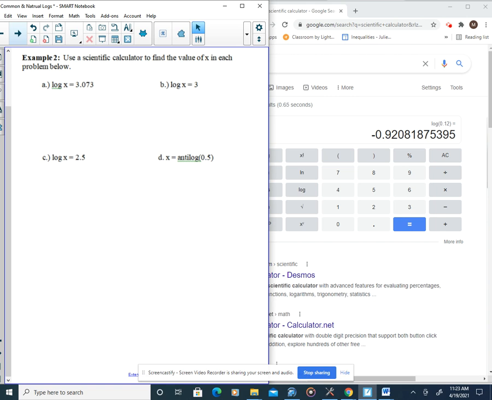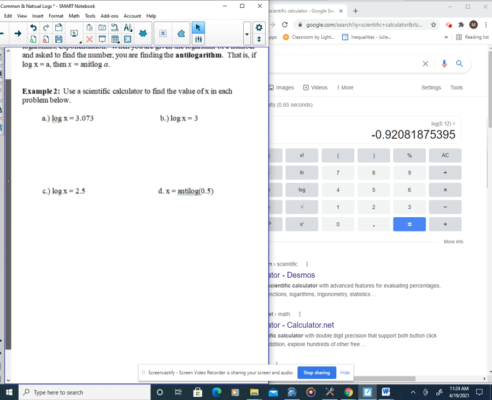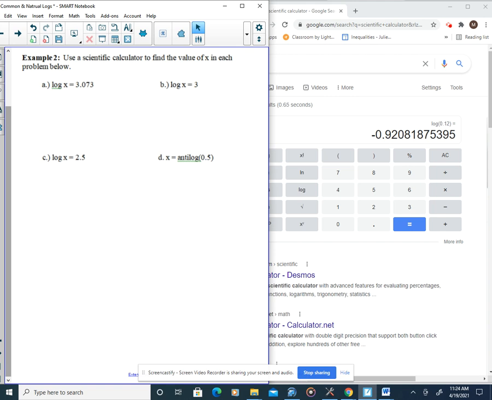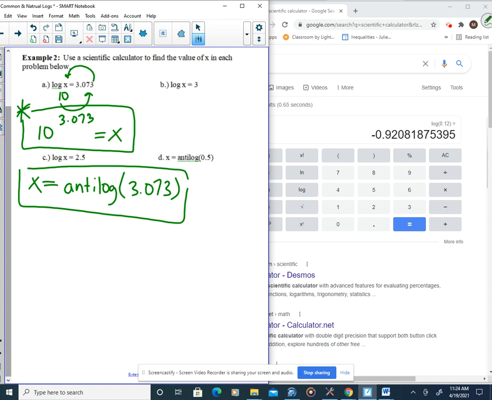All right, so example 2 says use a scientific calculator to find the value of x. So again, remember, if you don't see a base, the base is 10. So there's a 10 there. So we would go 10 to the 3.073 power is equal to x. So basically, another way I could write that, x is equal to the anti-log of 3.073. Okay, whichever way you prefer. I think most students are going to prefer to leave it in exponential form.